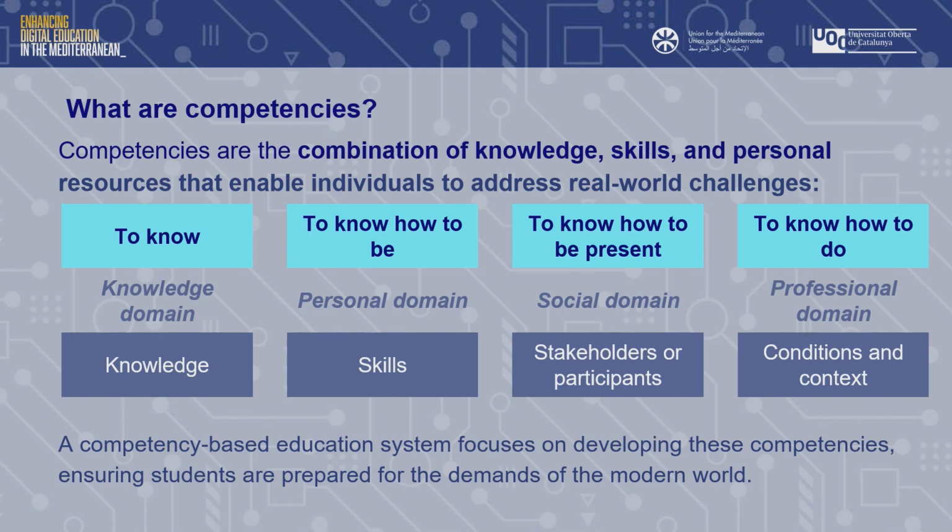Then we have knowing how to be. This is about the personal domain, how students develop the internal traits, attitudes, and values that shape who they are. So it's the ability to be reflective, ethical, and resilient. Then we have knowing how to be present. That refers to the social domain, the ability to communicate effectively, collaborate with others, and engage in social and professional contexts. So it's about emotional intelligence also and interpersonal skills.